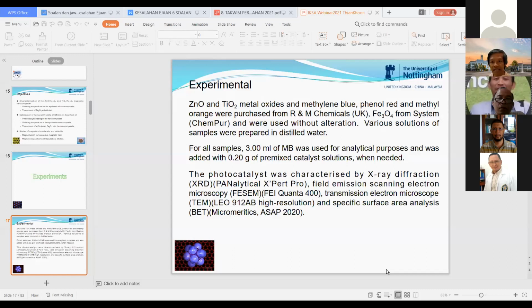And then to characterize, to look at the morphology of this metal oxide. Of course, we want to know whether there is any other substance, although we bought from a good industry, right? So we look at the XRD, then we use the FESEM, right? And then we look at TEM as well as the BET, okay, right?